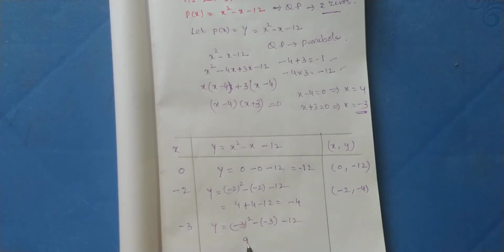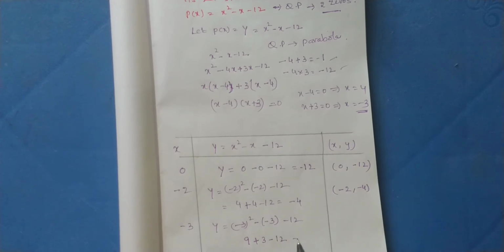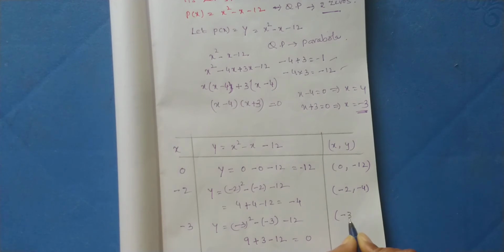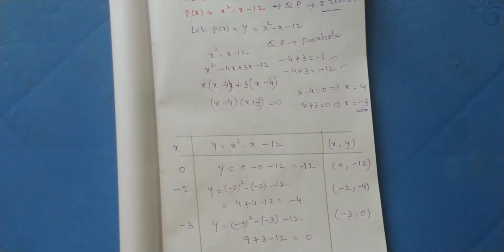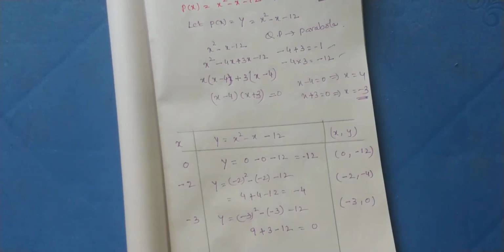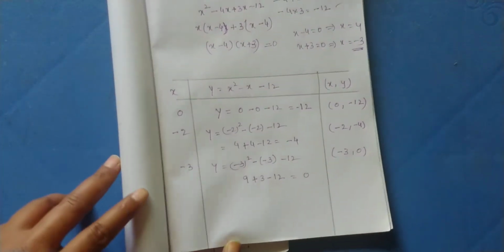Minus 3 whole square is 9, plus 3, minus 12. 12 minus 12, 0. Yes, for minus 3, y is 0. What is the meaning of this? So this point will intersect on the x-axis, where the y value is 0.